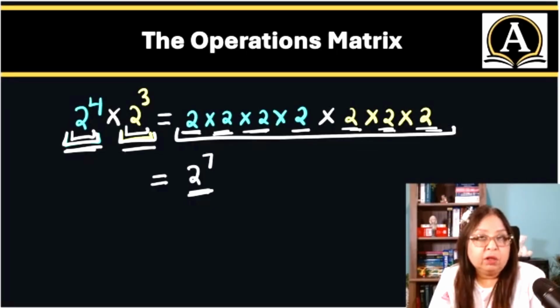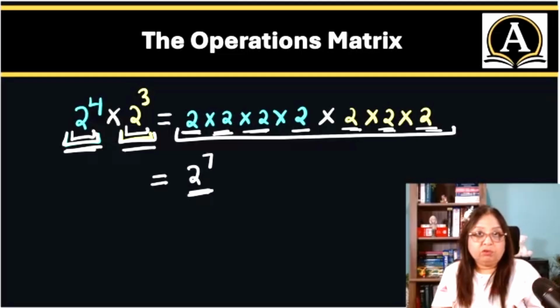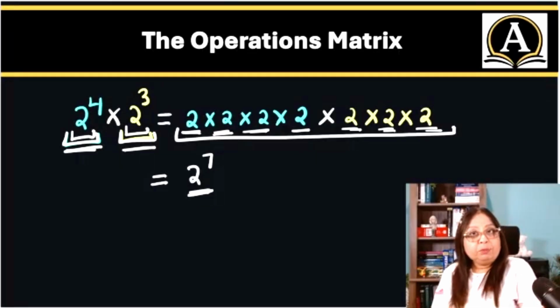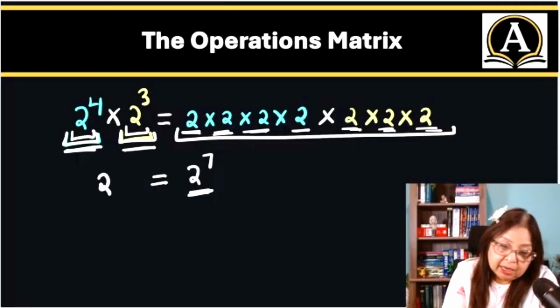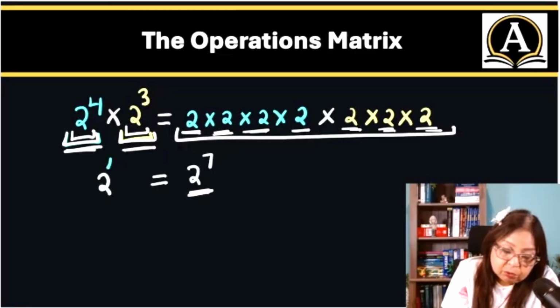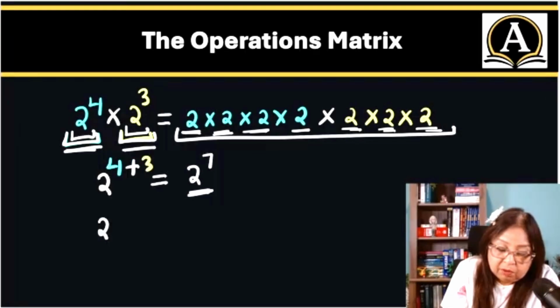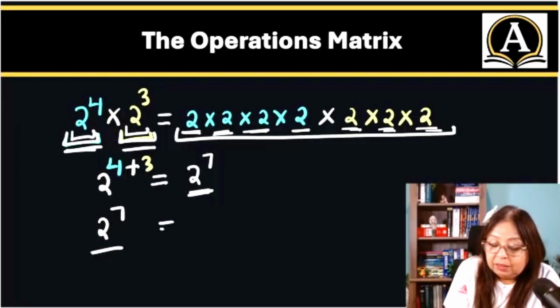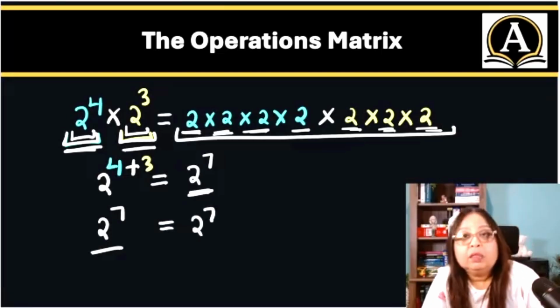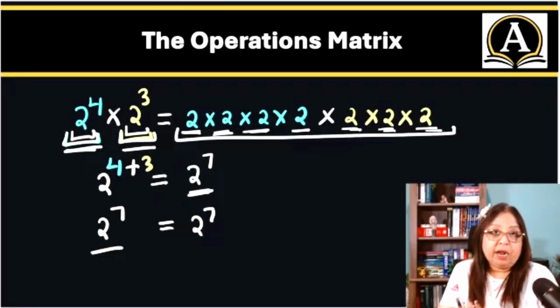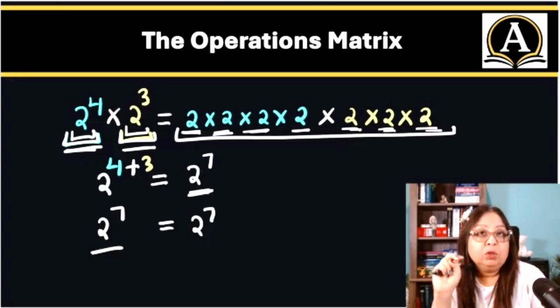Now see for yourself that on the left hand side, the base, which is common for both the factors 2 to the power 4 and 2 to the power 3, if I write that down and add the 2 powers, which is 4 and 3, what do I get? I get 2 to the power 7 on the left hand side, just like 2 to the power 7 on the right hand side. You see that? Now this example here I showed only for two numbers, 2 to the power 4 and 2 to the power 3.